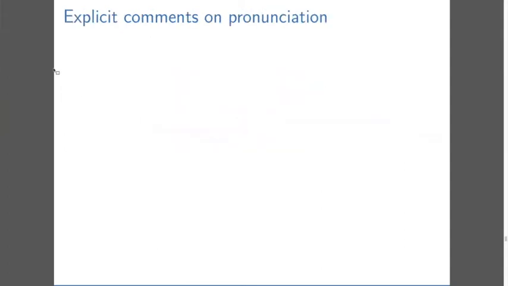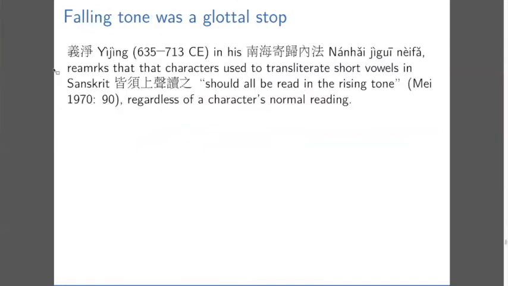Okay, now explicit comments on pronunciation. I don't want to go into this in too much detail, but you have comments like this one, where in the 7th century, someone says how to pronounce transliterations from Sanskrit into Chinese. He says that those characters used to transliterate short vowels in Sanskrit should all be read in the rising tone. So this is something that Mei Tsu-lin points to as evidence that there was a glottal stop final in the rising tone, which would correlate with short vowels.